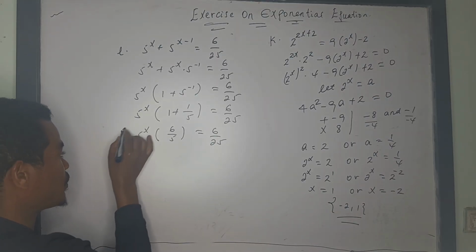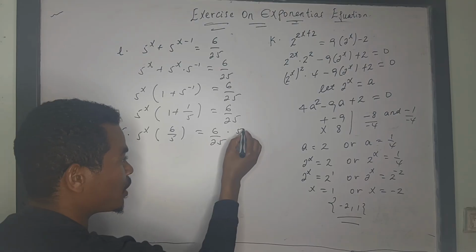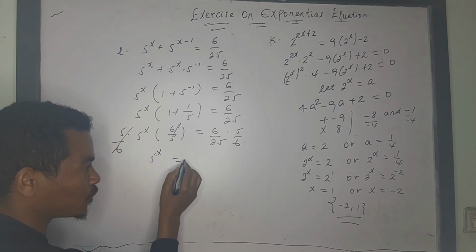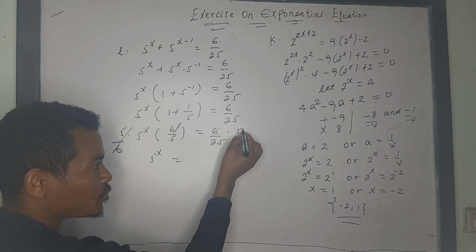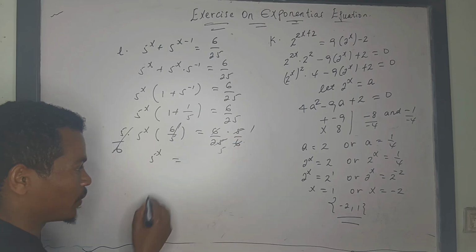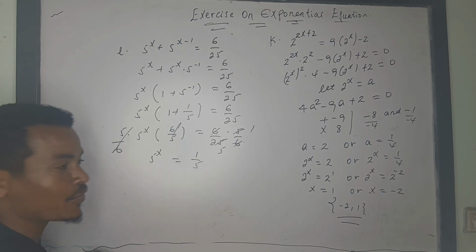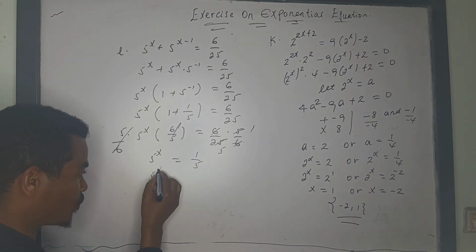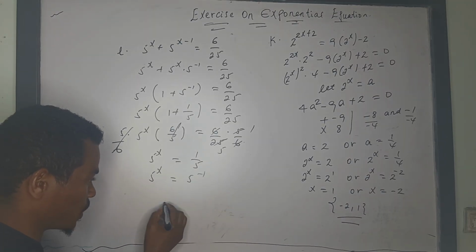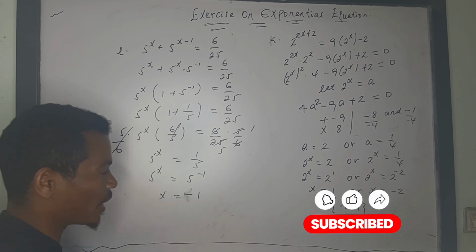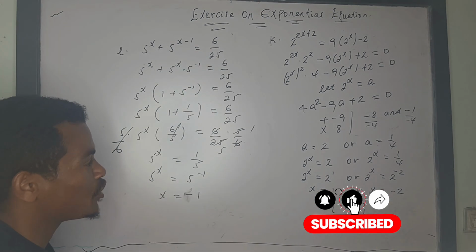Just multiply both sides by 5 over 6. This cancels with this one. 6 cancels with 6, and 5 over 25 gives 1 over 5. That means 5 to the power of x is equal to 1 over 5. That is 5 to the power of x is equal to 5 to the power of minus 1. That is x is equal to minus 1.